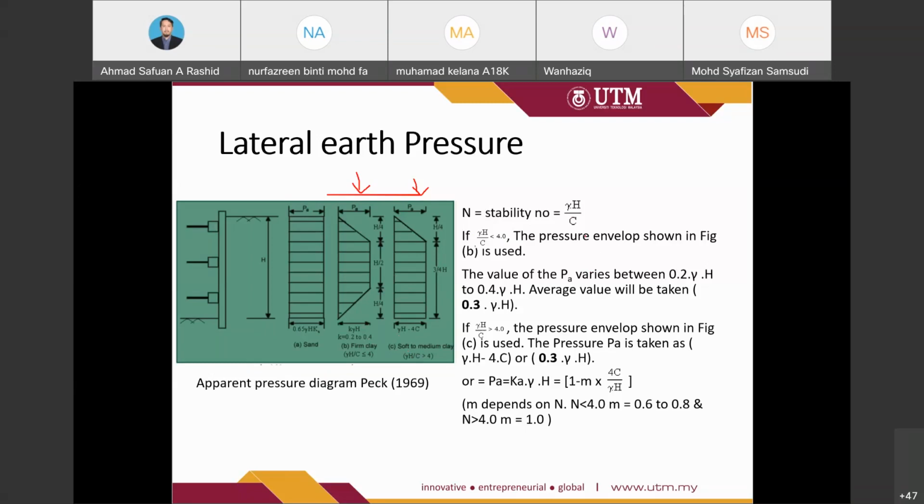In order to check for the stability, we need to know the unit weight of the soil, times the height of the trench, divided by the cohesion value of the material. So that is for the pressure diagram for sand, firm clay, and soft to medium clay.